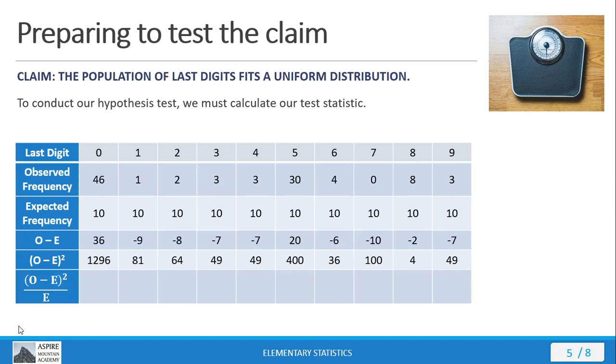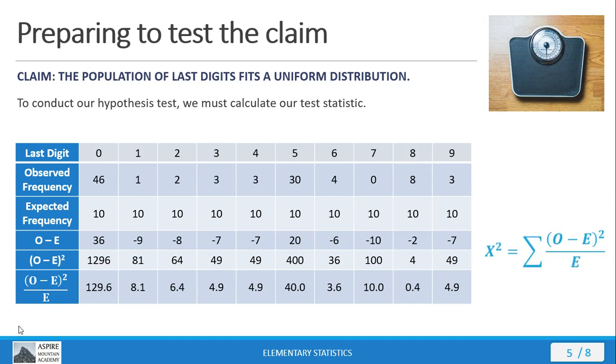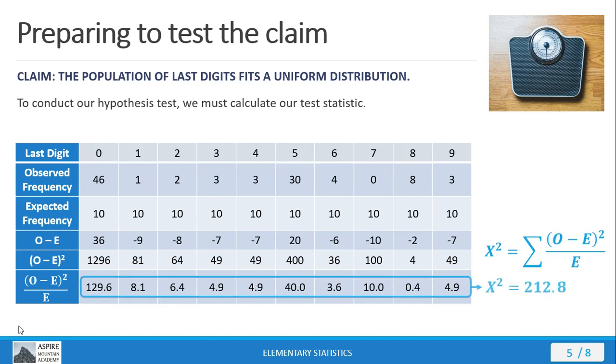So 1296 divided by 10 gives us 129.6. 81 divided by 10 gives us 8.1, and so on for the remaining categories. Then we take all of those numbers and add them together, because that's going to give us our test statistic. So we sum all those numbers together, and that gives us 212.8. This then is our test statistic.